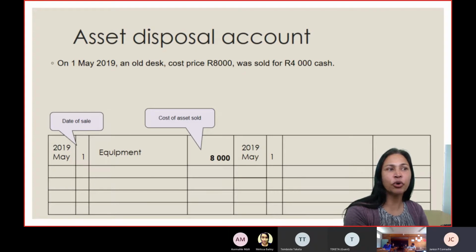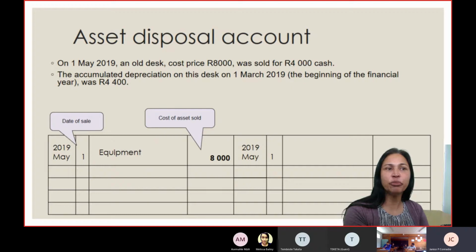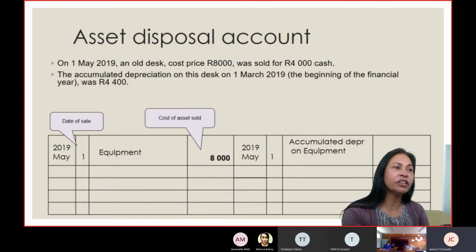Let's look at the second part. The accumulated depreciation on this desk on the 1st of March, which is the beginning of the financial year, was 4,400. So what is important here? You first of all indicate your contra account, and that would be your accumulated depreciation on equipment. If you look at what is given, they give you accumulated depreciation at the beginning of the year. So you start off with that amount. And remember, always show your calculations because you earn part marks for those.